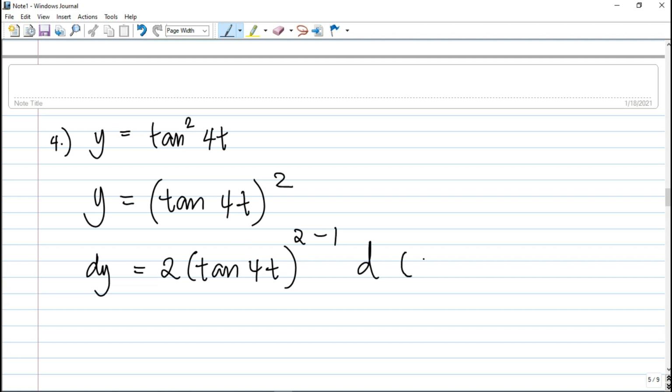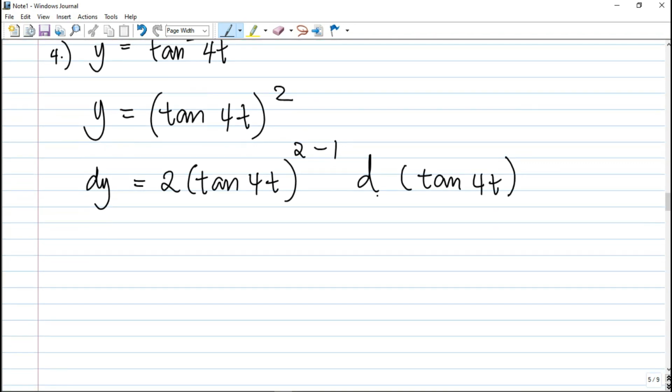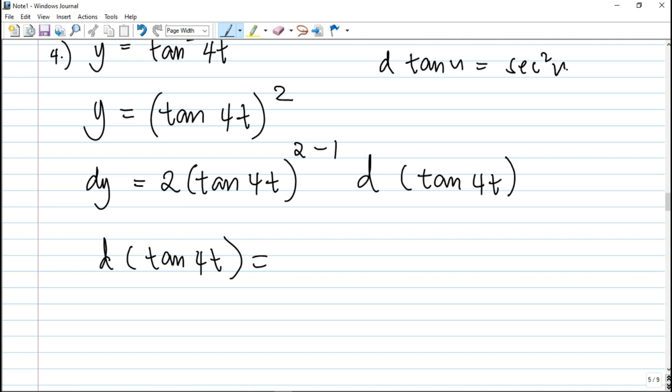So the derivative of tangent 4t, yun. So dito, i-differentiate natin itong tangent 4t. So, the derivative of tangent 4t equals, kung babalikan natin yung formula again, derivative of tangent u equals secant squared u, derivative of u. So basically that is secant squared. U is here, yung inside function ng tangent 4t, so that is 4t. Then differentiate natin yung u. Yung u natin is 4t, so ang derivative niya is 4 dt. So palitan lang natin ito ng derivative niya.